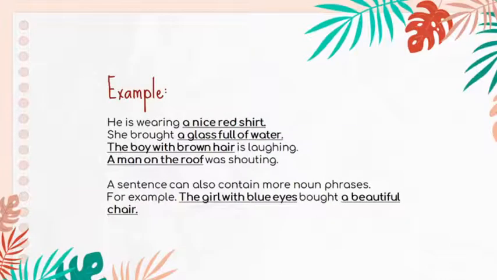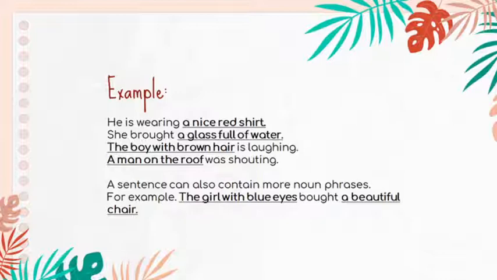And then we have other examples of a noun phrase. The first example is, he is wearing a nice red shirt. A nice red shirt is a noun phrase. And then the second, she brought a glass full of water. A glass full of water is a noun phrase. And then the boy with brown hair is laughing. The boy with brown hair is a noun phrase. And then we have the last sentence, a man on the roof was shouting. A man on the roof is a noun phrase.